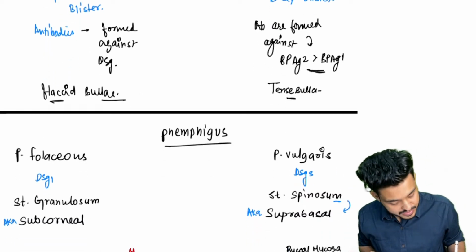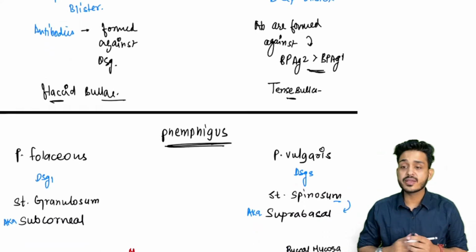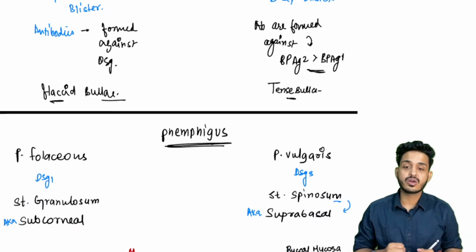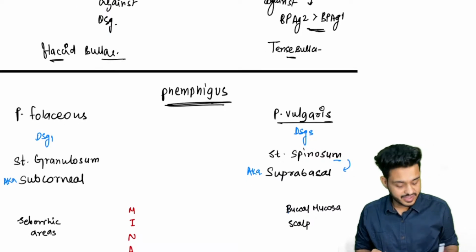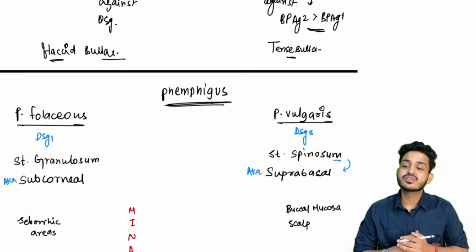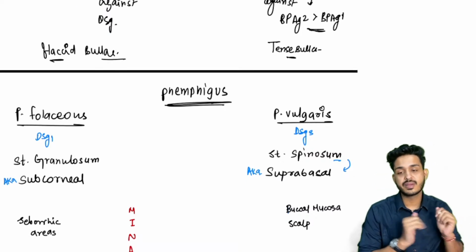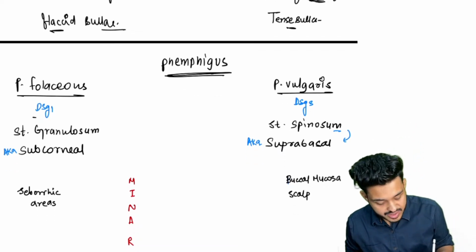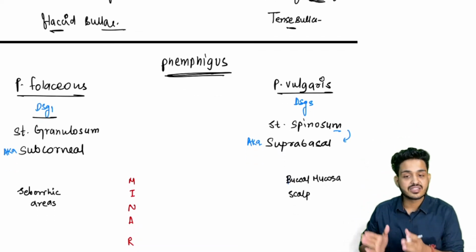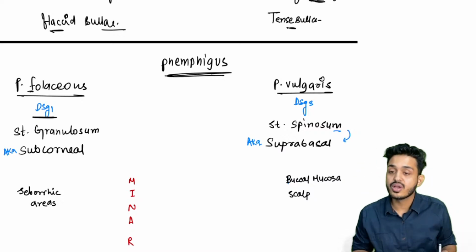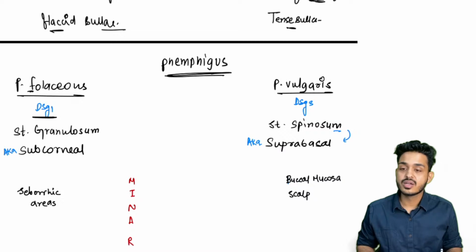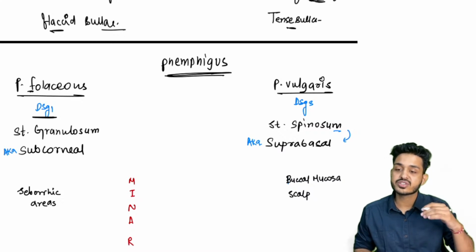In pemphigus we have pemphigus foliaceus and we also have pemphigus vulgaris. We have to remember two types of pemphigus. First one is pemphigus foliaceus, second one is pemphigus vulgaris. In foliaceus, there will be antibodies against desmoglein 1. Desmoglein 1, F for first, I have told you. And it will be above.